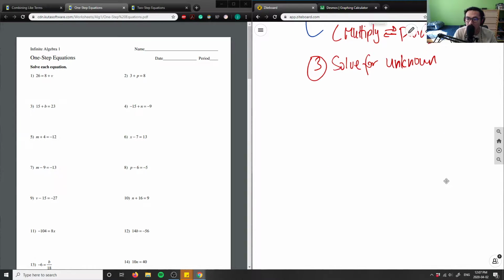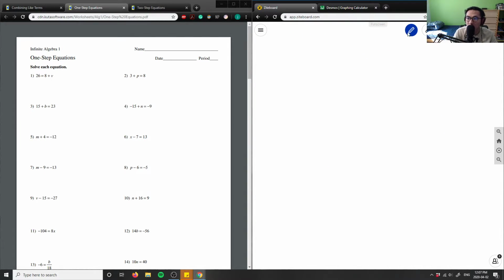So let's do a sample problem, and let's do every other one. Let's do the left column here. How would we isolate these variables? Let's do number 1. Number 1 here is 26 equals 8 plus v. How do we solve this equation? This is the left side, LS, and this is the right side, RS, and we have the equal sign here. So we know that this is indeed an equation.